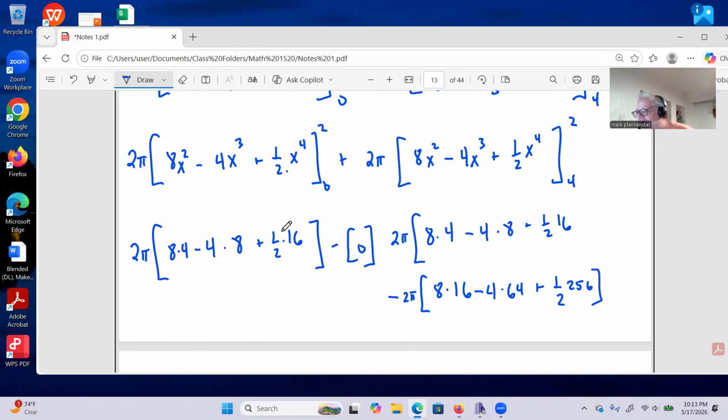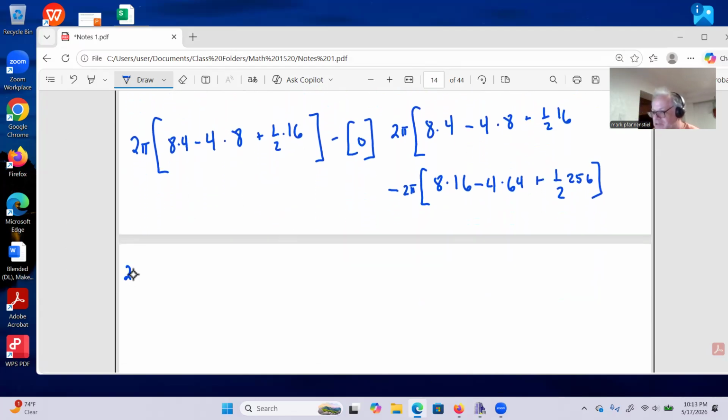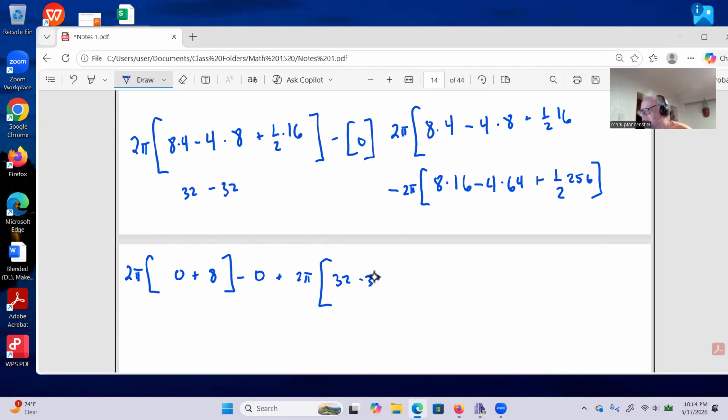256. Okay. And now we have to go through and deal with some arithmetic. So we have 2π. Here we have this piece is 32 minus 32. Boy, that's nice. So we have 32 minus 32, which is 0, plus 16 over 2. So we have 0 plus 8 sitting here. Okay. Minus 0, this part minus 0. Plus, here we have a 2π. Let's go ahead and figure this piece out here. So we have our 32. Hey, minus another 32, that's this piece and this piece. That's kind of nice. Plus 16 over 2, that's 8.